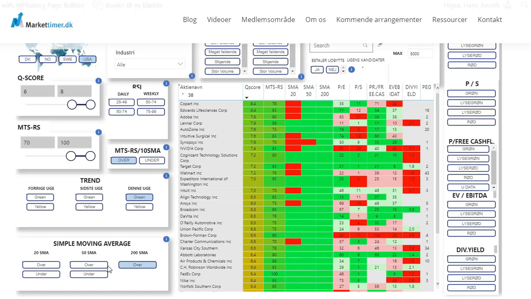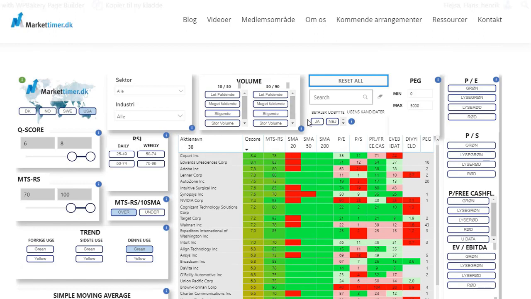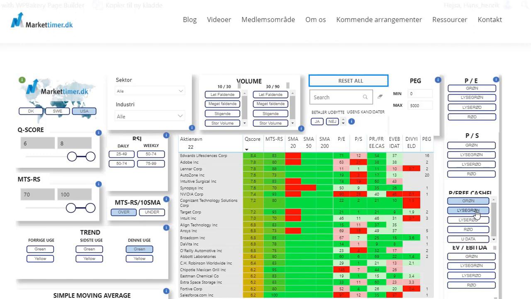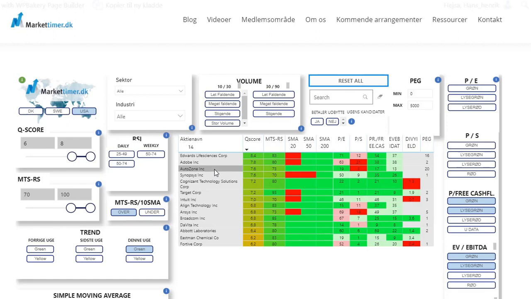We only want stocks above the 200 SMA here, and we could put some volume in. We could also say that we want the price to free cash flow, for instance, to be better than the other stocks in the stock universe we are looking at. And we may want to say the same for the enterprise value to EBITDA, that we want that to be green or light green, meaning that we are ending with 14 stocks here out of a universe of almost 500.